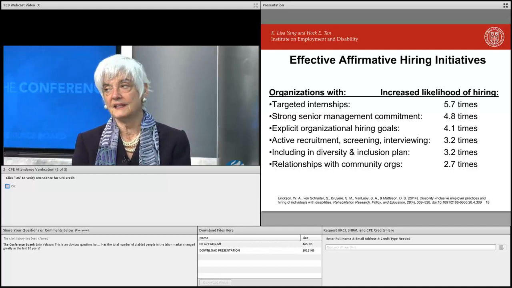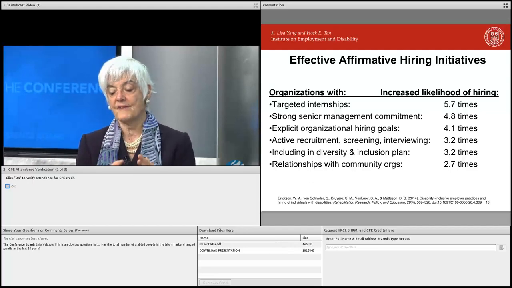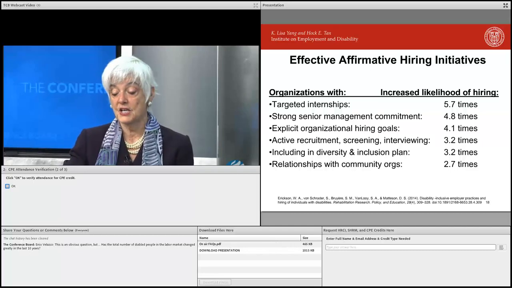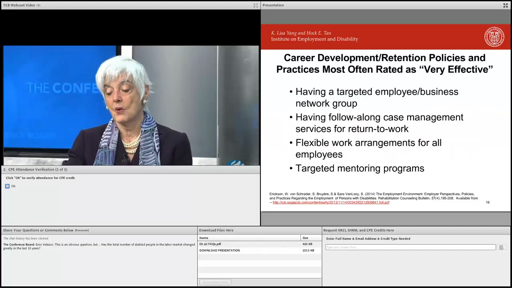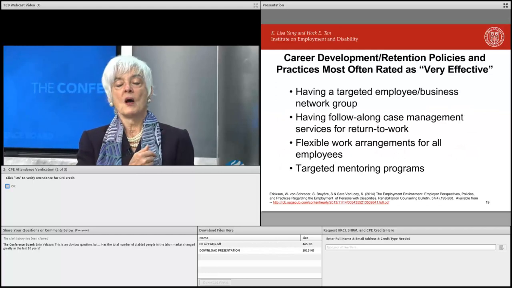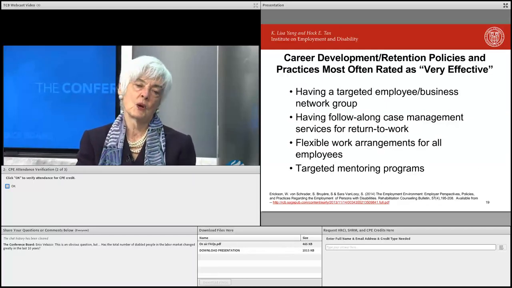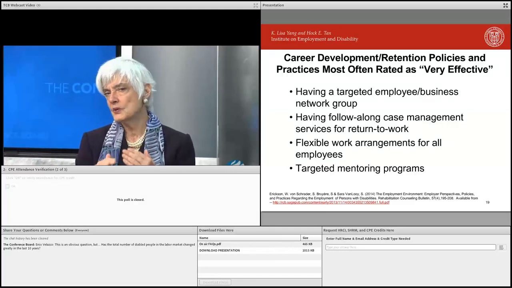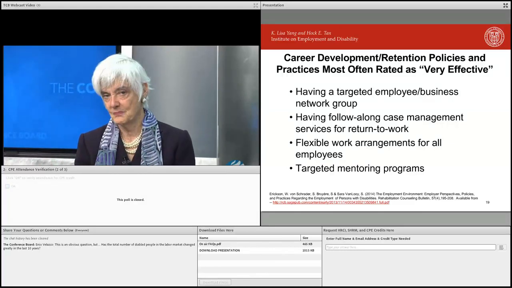Three times more likely that they would have hired in the last year if they have active recruiting, screening, and interviewing, if they have disability in their diversity and inclusion plan, and relationships with community organizations that help them source qualified candidates. We also asked, because it's really important that we don't just get people into the workforce, what they were doing in terms of helping to retain people.